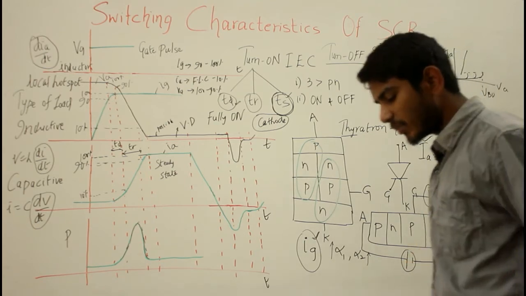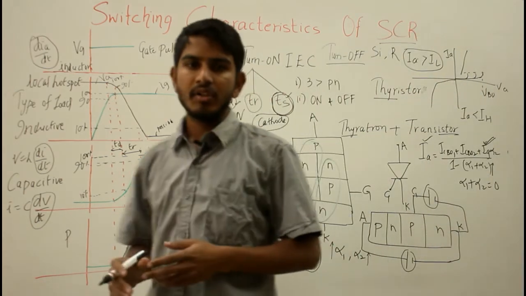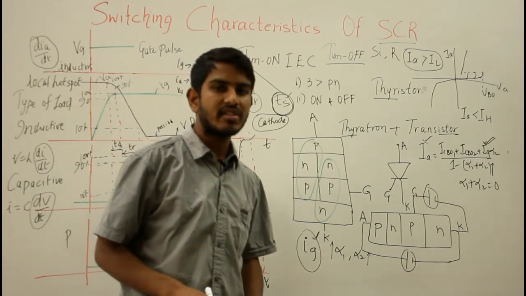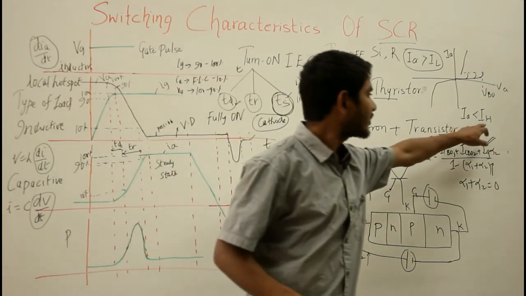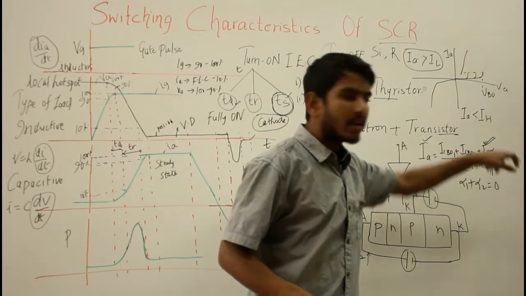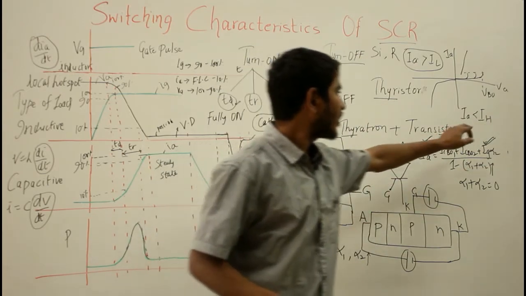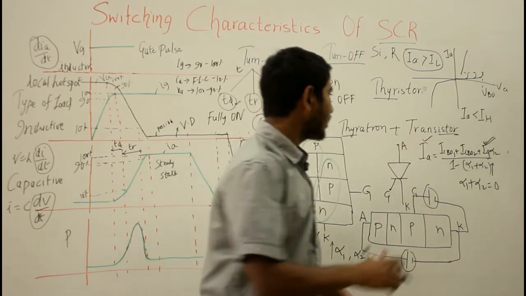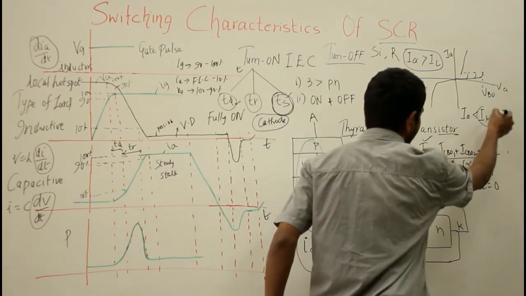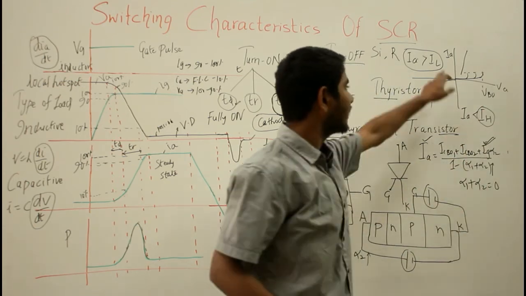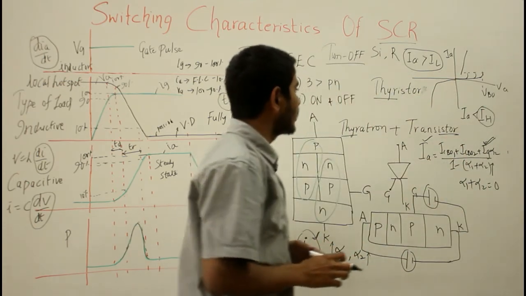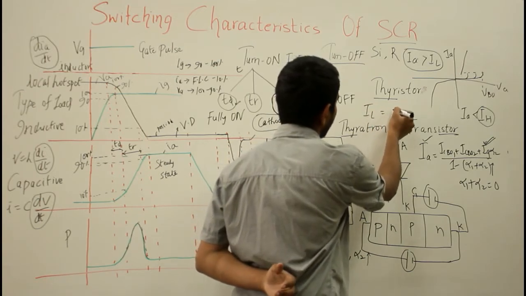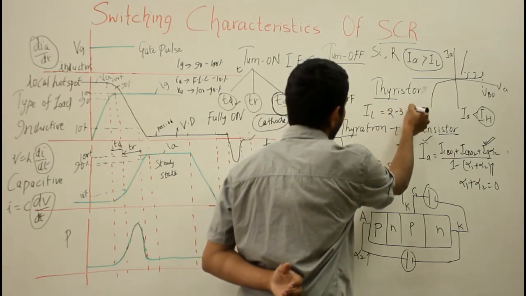The latching current is the minimum value of current to be attained by the thyristor to maintain its conduction state when the gate pulse is removed, whereas the holding current is the minimum value of anode current, for which if the anode current falls below it, the thyristor will come to the off state. That means IH is related to the turn off process and IL is related to the turn on process. Generally IL is equal to some 2 to 3 times IH.